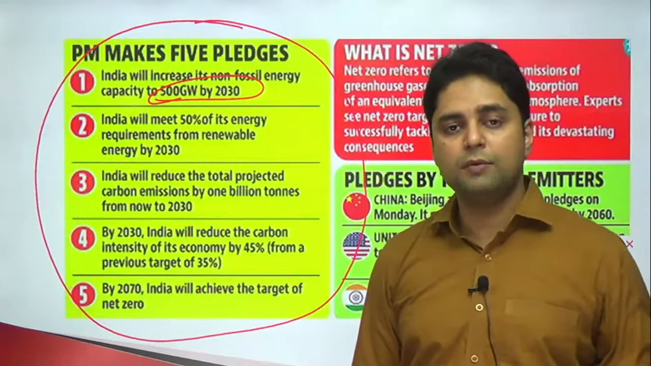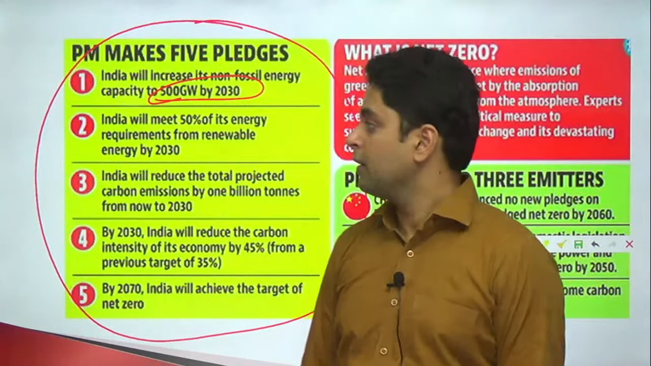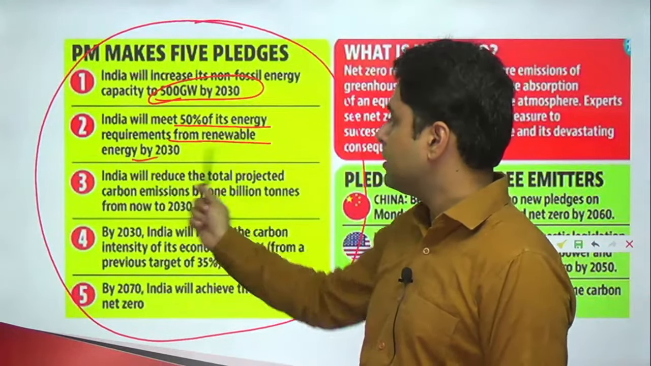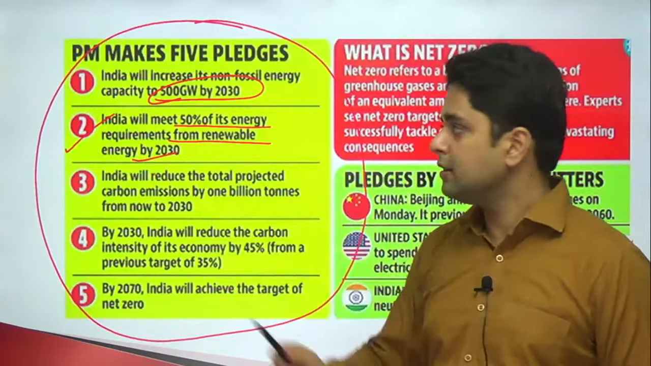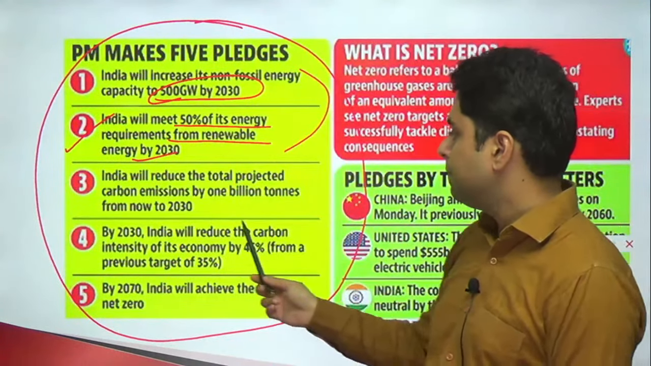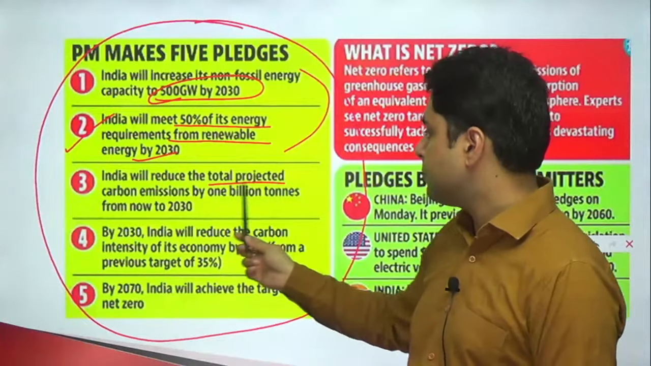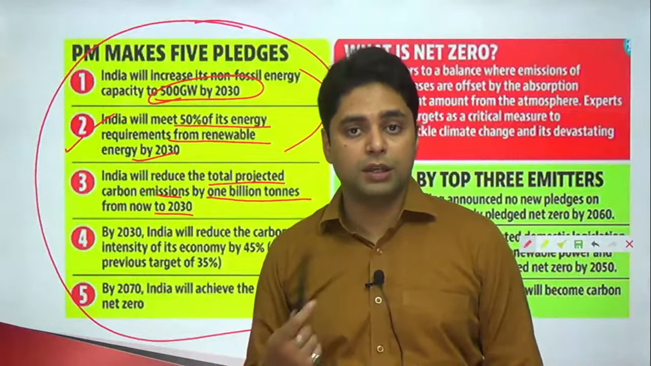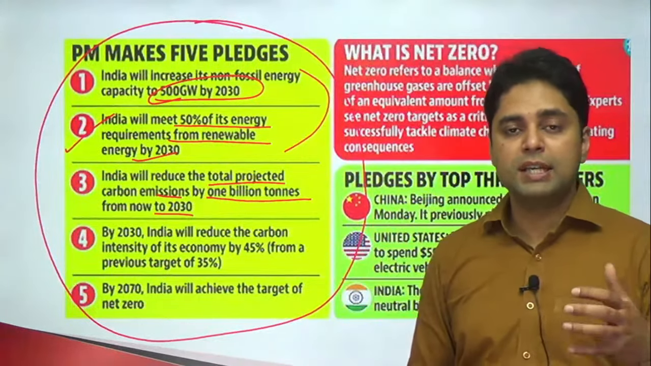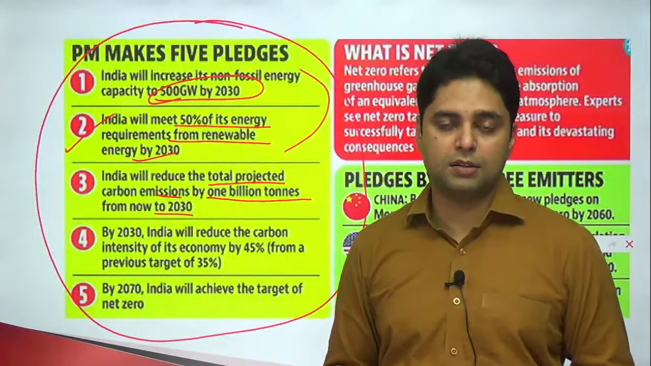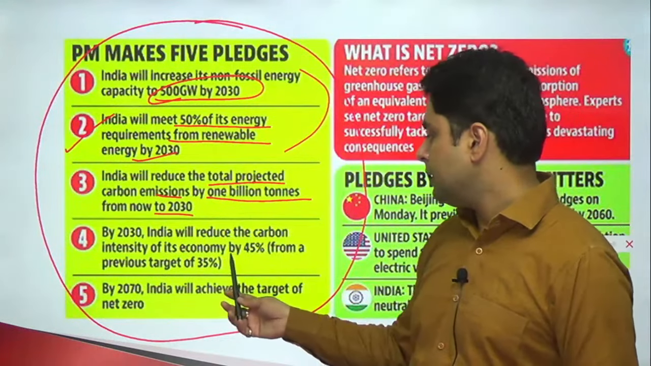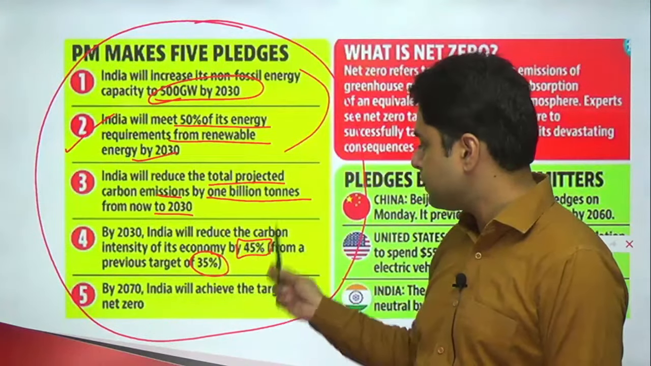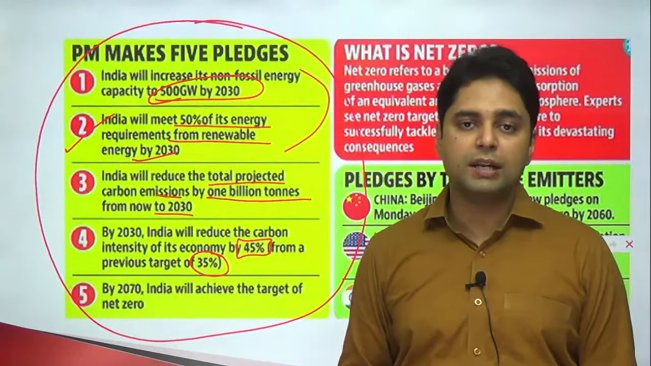So from 40% we have gone up to 50%. Second, 50% of its energy from renewables by 2030. This is a kind of similar goal. Third, India will reduce total projected carbon emissions by 1 billion tons from now to 2030. New target that we will reduce our carbon emissions in absolute terms by 1 billion tons by 2030. Earlier it was 33 to 35% emission reduction. Now it is 45% emissions reduction, which is a very challenging goal.